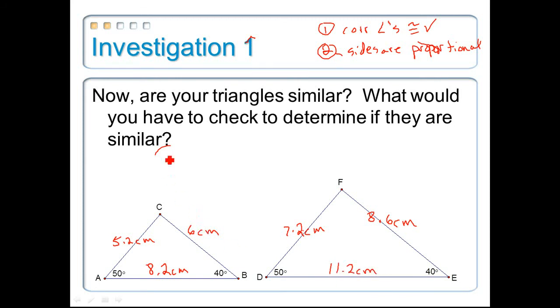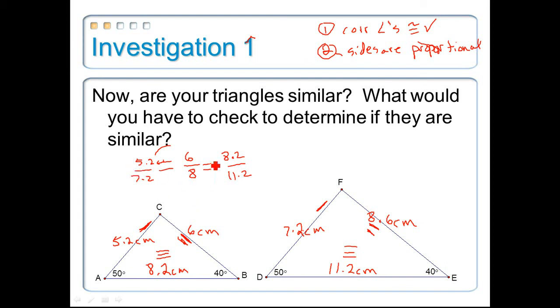Now we have to check, does this side correspond to this side. So let's make a fraction. The small one on top, 5.2 over 7.2, that should be the same as this side and this side as a fraction. So 6 over 8 is the same as 3 over 4. So I'm going to do 8.2 over 11.2.